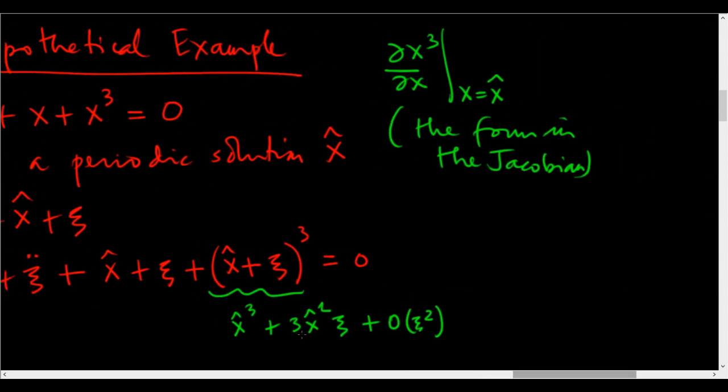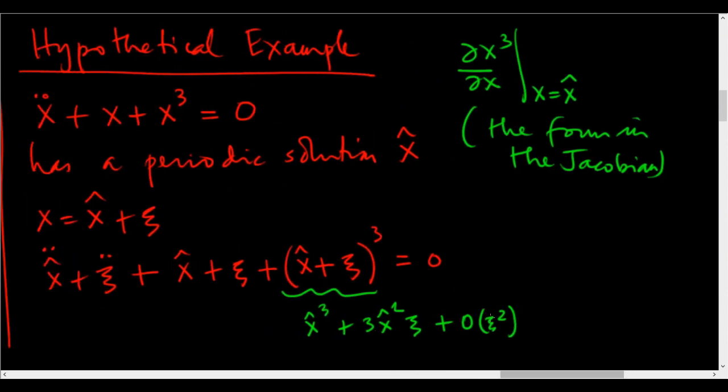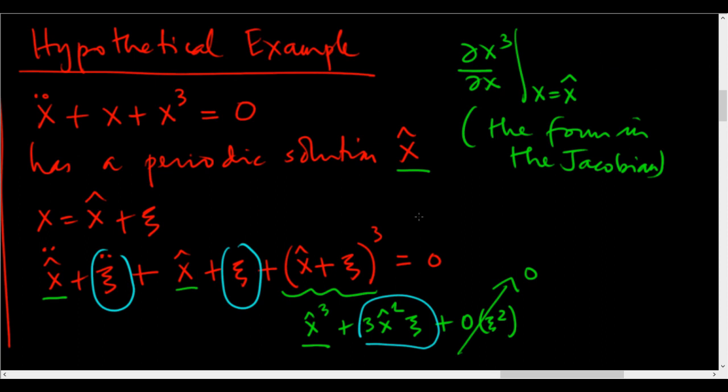However you do it, you'll get the same answer. This we will neglect, and then once we neglect it, I point out as before that this one and this one are exactly equal to 0, because that's a solution. And so we have, using blue now, from here, here and here: xi double dot plus xi plus 3 x cap square xi is equal to 0.